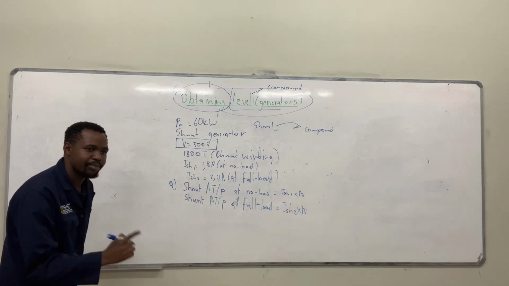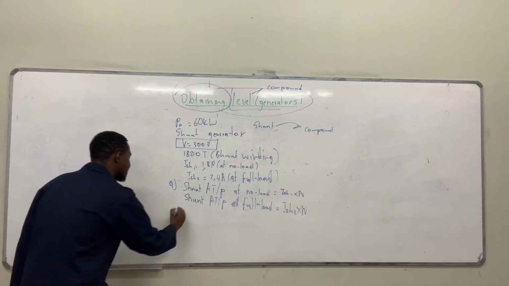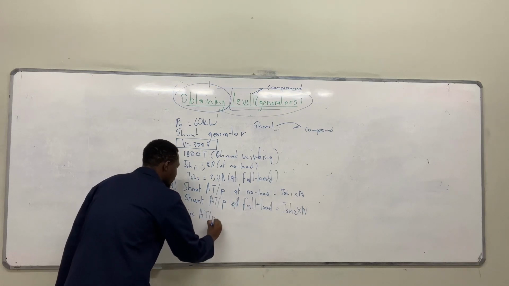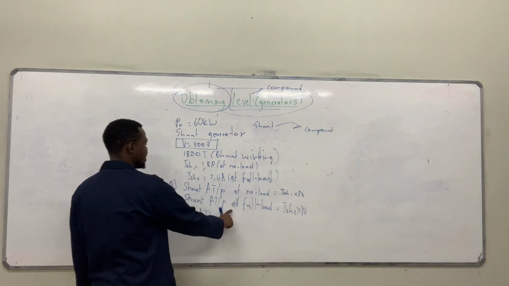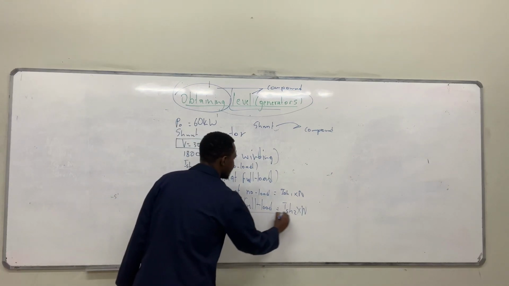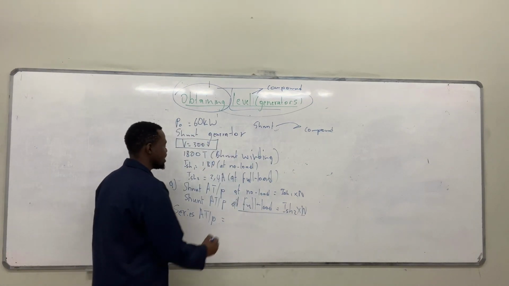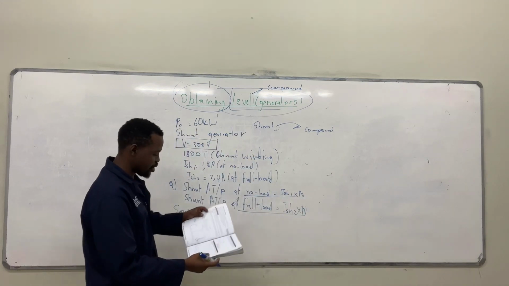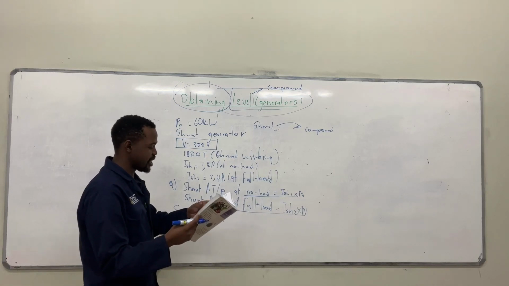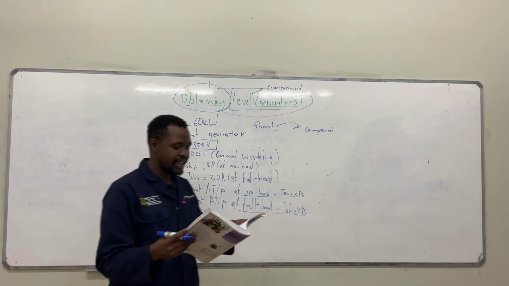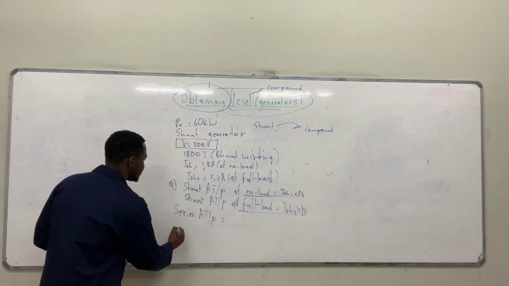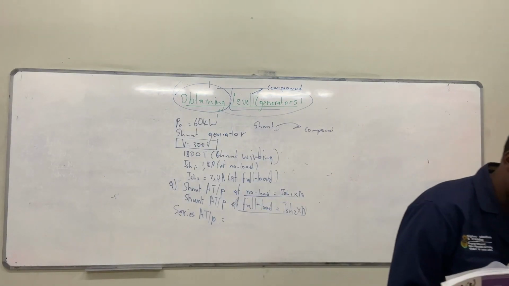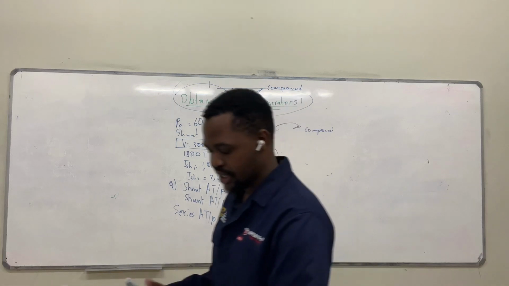That gives you the series ampere turns required. So the series ampere turns per pole is the shunt ampere turns per pole at full load minus the shunt ampere turns at no load. They calculated the shunt ampere turns at full load and no load, then the difference to get the series ampere turns.